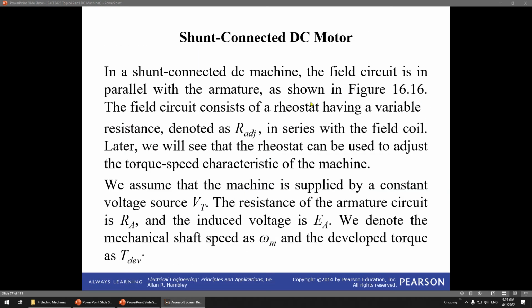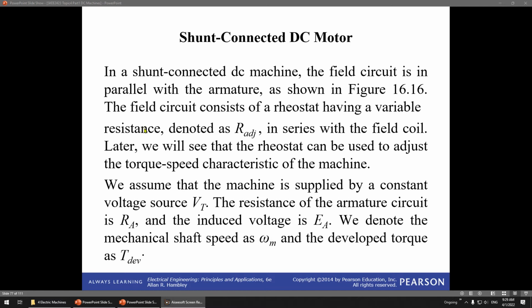The field circuit consists of a rheostat, a variable resistor denoted as Radj, in series with the field coil. Later we will see that the rheostat can be adjusted to adjust the torque speed characteristic of the machine. We assume that the machine is supplied by a constant voltage source Vt, with armature resistance Ra and induced voltage Ea. We denote the mechanical shaft speed as Wm and the developed torque as Tdev.